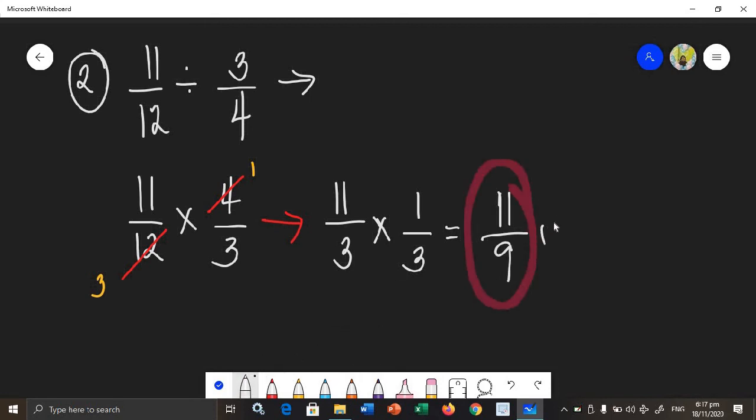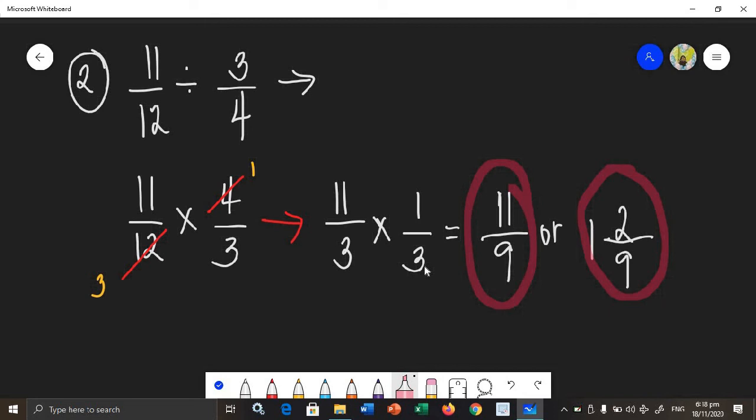Or if you want your answer to be in mixed number, you can write it in mixed number. So 11 over 9 is equal to 1 and 2 over 9. Okay? So if you want to check if tama, 9 times 1, that is 9, plus 2, then 11. 11 over 9. So either way, either sa dalawa na to yung answer mo, they are just both correct.